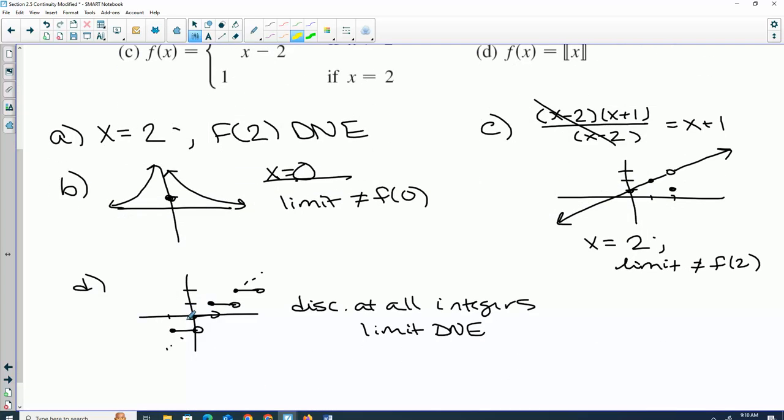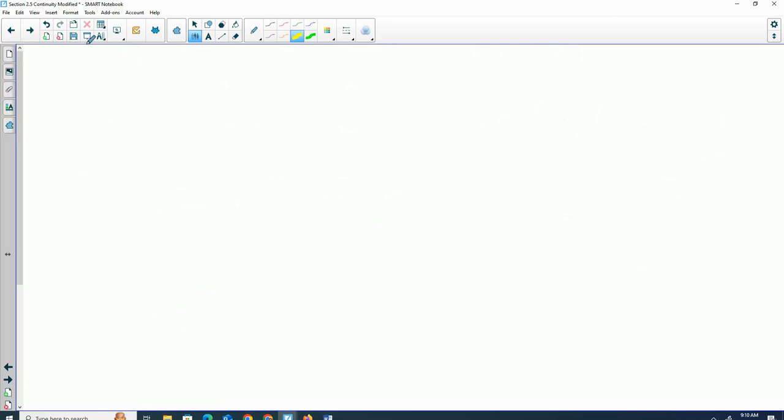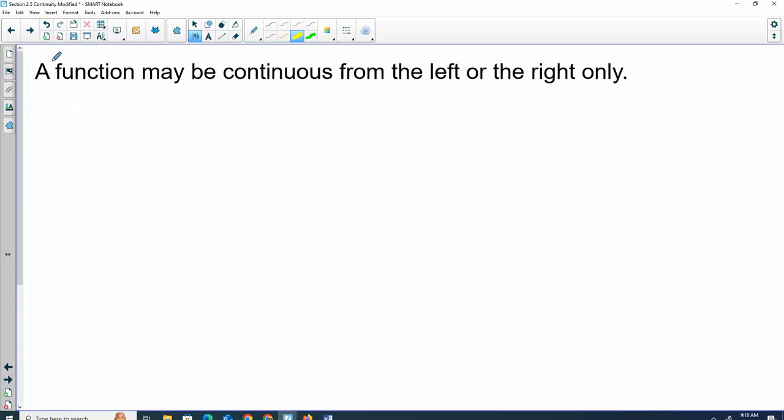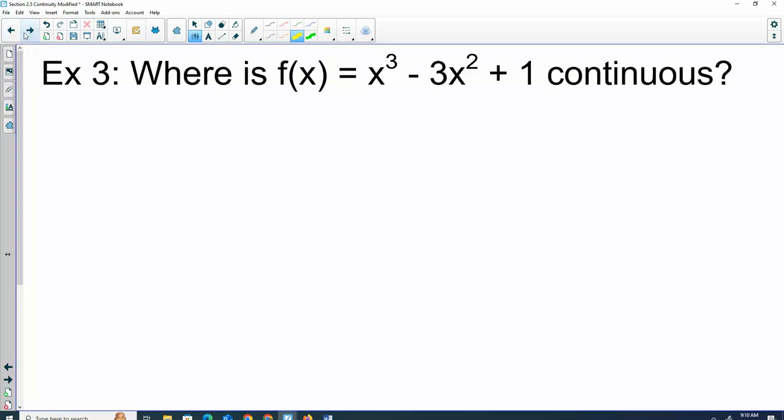D is what's called a jump discontinuity. I'm at that piece, and then I physically jump to the next. So those are the 3 different types that we might see. Removable is an open circle. Infinite is a vertical asymptote. Jump is when you're stepping from one to another. And we could have functions that are continuous from the left or the right. Just like with limits, we can have a limit from the left or a limit from the right, so that could happen. What if I ask you this question? Where would this function be continuous?